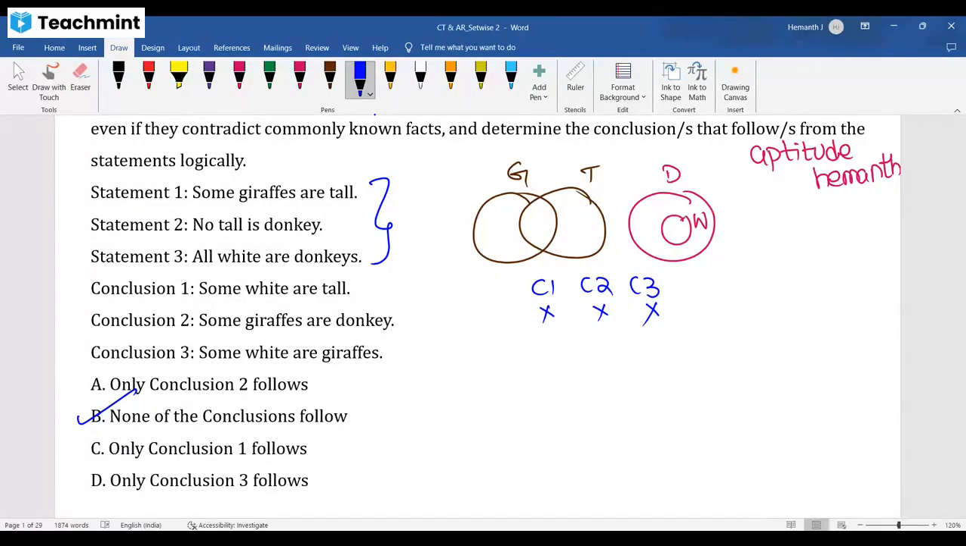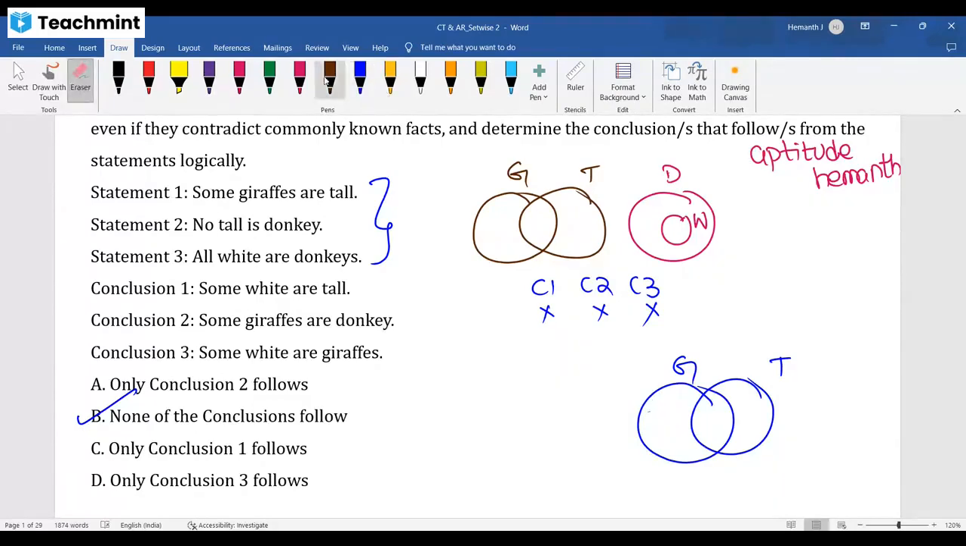You can draw many diagrams also. My suggestion is to first draw one diagram, as there is no option called either-or. So draw one diagram and see what is happening. If all are gone, then it's none. You can try other diagrams like this. Some giraffes are tall. No tall is donkey, so tall and donkey are not connected. You can put donkey on this side, or on the other side.